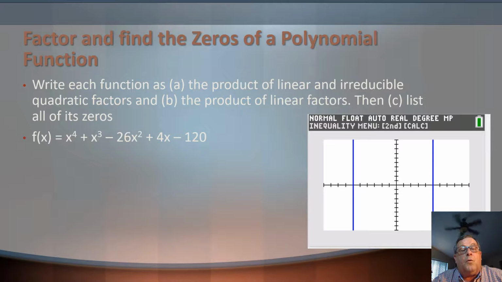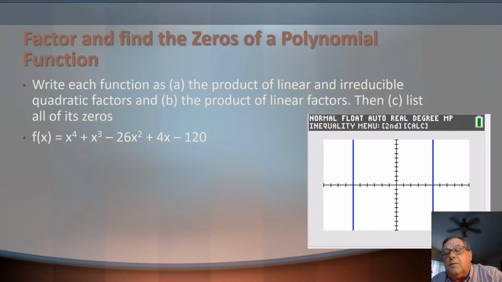So here we got x to the fourth plus x cubed minus 26x squared plus 4x minus 120. And you can see here that I have graphed this, and I can see that there are two real zeros in this. Now, there's 4 zeros. They could all be real. I might not just have my window large enough to see it, because I have it in default mode, negative 10, 10. Or we could have some imaginary zeros. I don't know. But let's see.